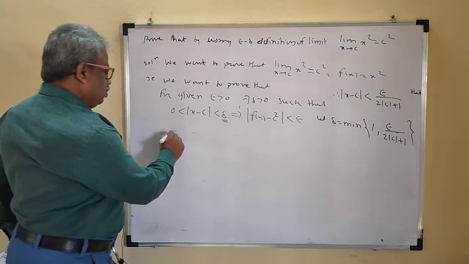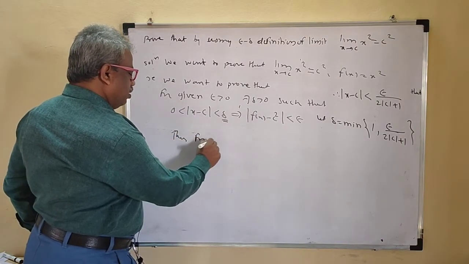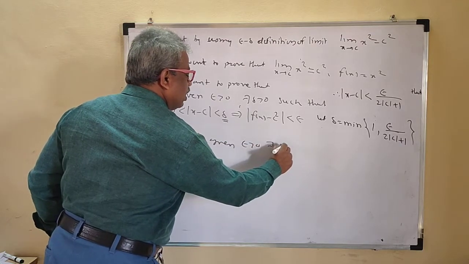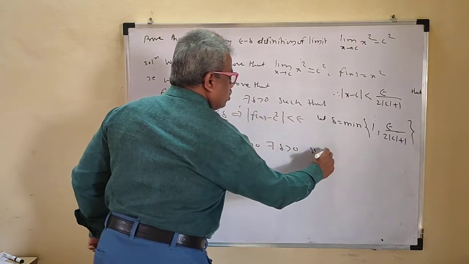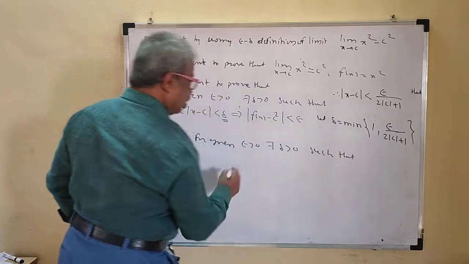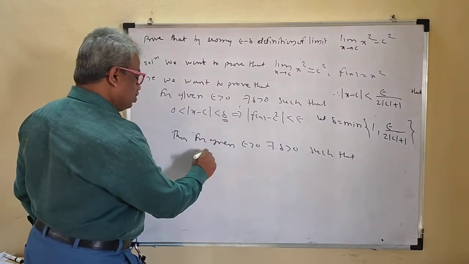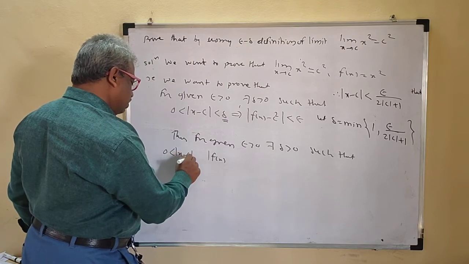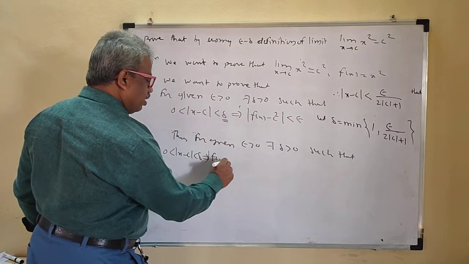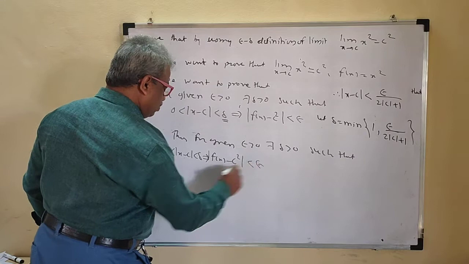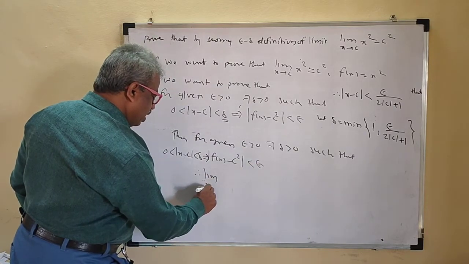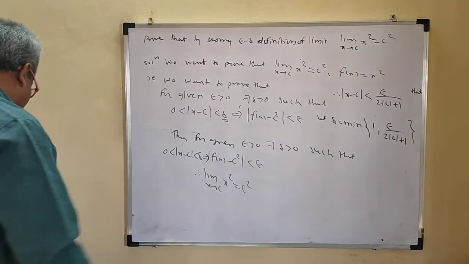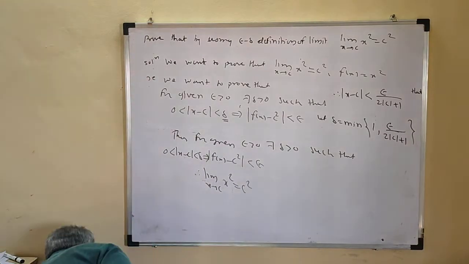Thus for given epsilon greater than 0, there exists delta greater than 0, such that 0 less than mod of x minus c less than delta implies that mod of x square minus c square is less than epsilon. So therefore limit x tends to c, x square is equal to c square. Okay, so we are through.